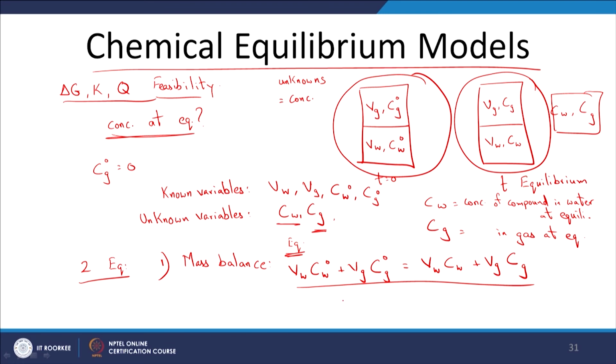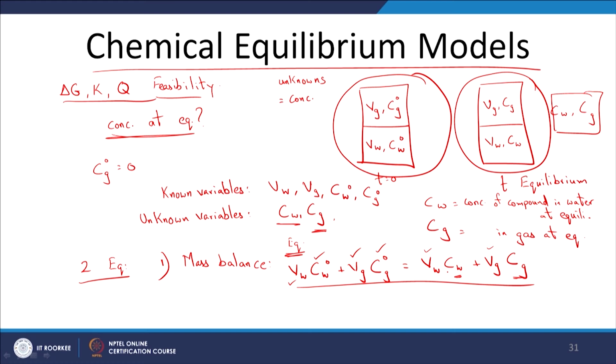It is a simple mass balance, there are going to be variations obviously, and we are going to cover that later on. So, here what are the known values? We know the concentration of the compound in water initially. We know the volume of water, we know the volume of gas, and we know that there is no compound in the gaseous phase initially. So, we are still left with two unknowns and one equation. So, what are we missing here? We need one other equation to be able to solve that.